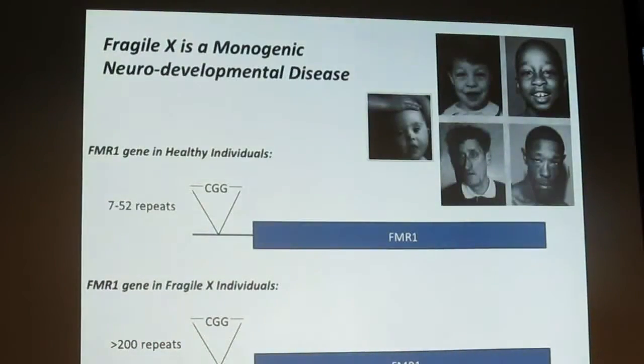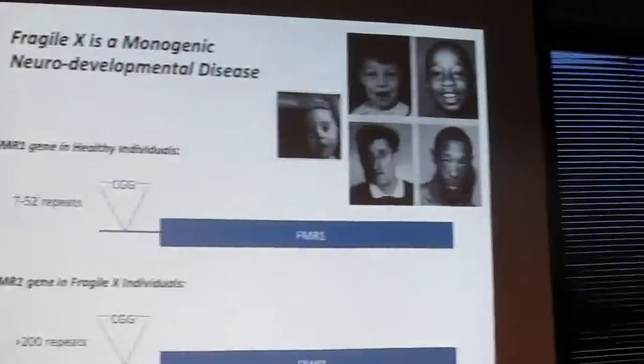This is very similar to what happens in Huntington's disease, which is also a trinucleotide expansion disease. So this is associated with some craniofacial defects and also mental retardation. In fact, Fragile X is the largest contributor to heritable mental retardation.